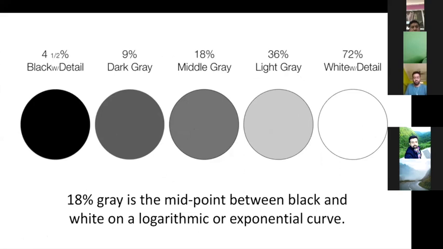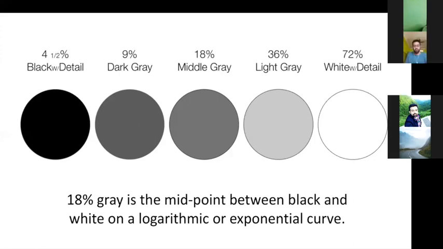And this 18% figure has been determined between the black and white on an exponential curve. Now, I don't want to go into too much mathematics. So it is not a linear curve, but an exponential curve. Now, if it is an exponential curve, 18% becomes the middle gray. And visually also, it looks more like the middle tone.